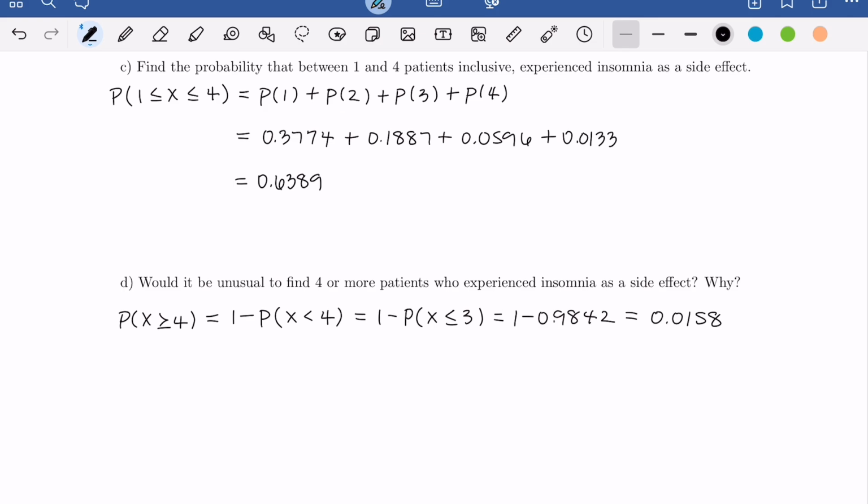And lastly, we would say this is unusual since the probability is less than 0.05. So this would be unusual since the probability of this happening, of 4 or more patients experiencing insomnia as a side effect, is less than 0.05.